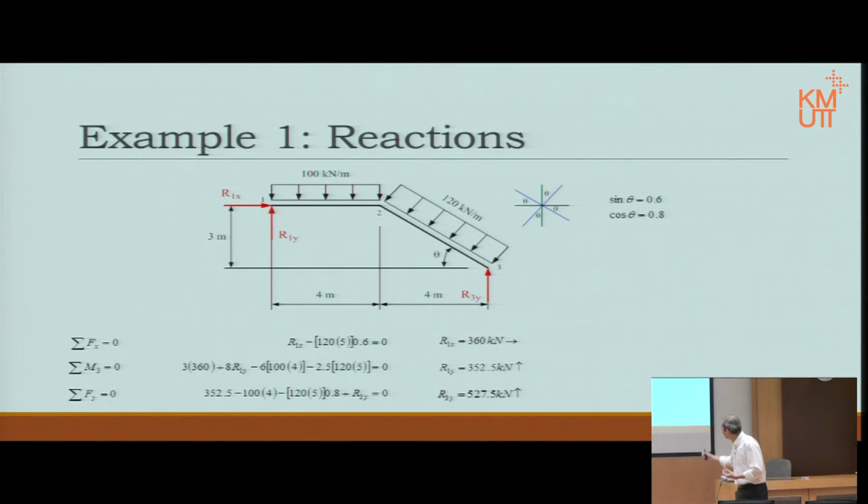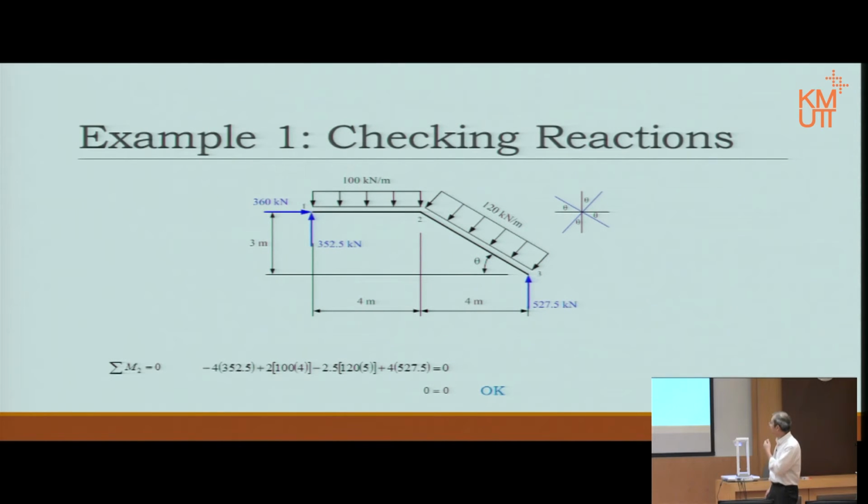Or alternatively, you could take moment about point 1 if you want to. I think it's a little bit difficult for me because it's harder to find the 120 kilonewton per meter, the 90-degree distance. That's why I take moment about point 3 in the first place, because it's easier to define where is the 90-degree distance between the rotation point and the point of the centroid of that distributed load. Okay, let's move on.